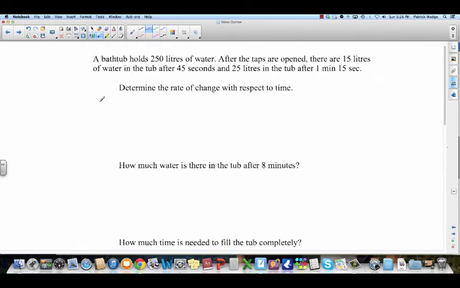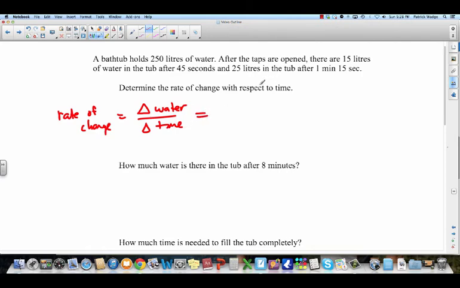A bathtub holds 250 liters of water. After the taps are open, there are 15 liters of water in the tub after 45 seconds and 25 liters in the tub after 1 minute 15 seconds. Determine the rate of change. Alright, rate of change we said was equal to change in y over change in x. In this case, it's the change in water over change in time. So how much did the water change?